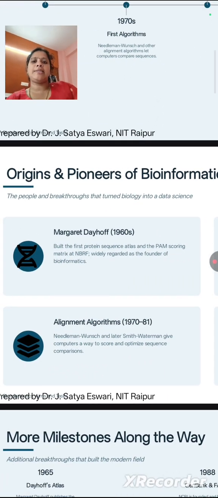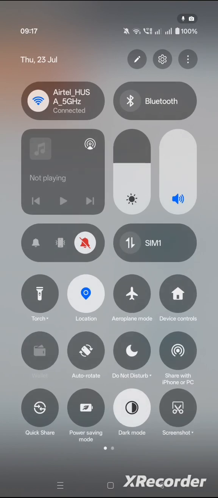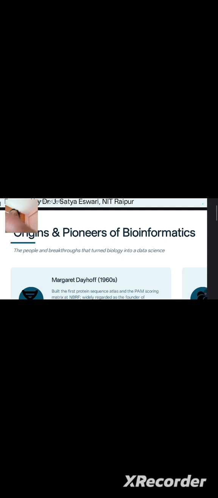What are the origins and pioneers of bioinformatics? Margaret Dayhoff, in 1960, created the first protein sequence atlas and the PAM scoring matrix, and is widely regarded as the founder of bioinformatics. GenBank came into the picture in 1974, when the national laboratory began collecting DNA sequences, creating the field's first nucleotide database.